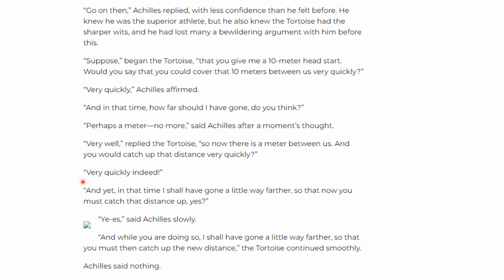"Very quickly indeed." "And yet, in that time I shall have gone a little way further, and so now you must catch up that distance." "Yes," said Achilles slowly. "And while you're doing that, I shall have gone a little way further, so that you must catch up that distance, the new distance," the tortoise continued smoothly. Achilles said nothing.